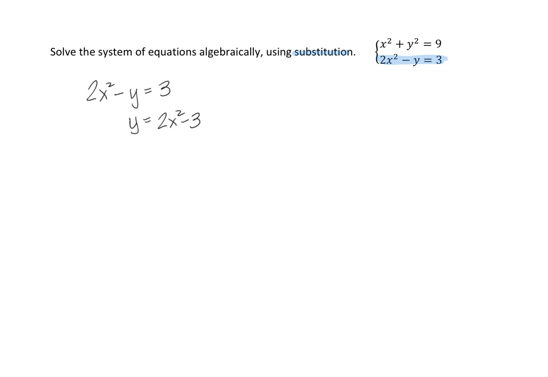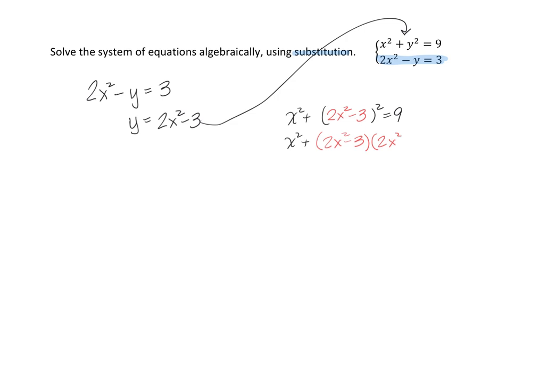And then we're going to take that equation and substitute it into our top equation, the circle, which was x squared plus y squared is equal to 9. But we're substituting in the 2x squared minus 3 from the second equation. So now we just have to be careful with our algebra skills. Sometimes people will make a little mistake right here. Make sure that when you take the 2x squared minus 3 and you square it, that you remember to copy it and multiply it by itself.